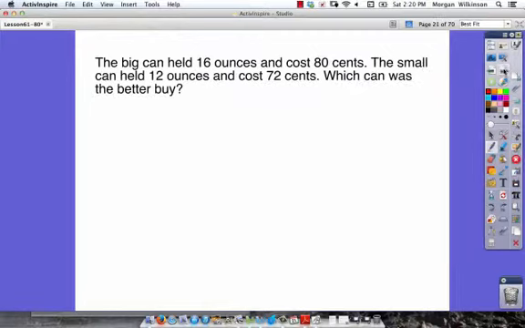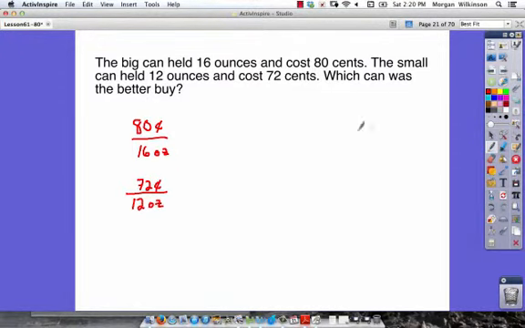The next problem says, the big can held 16 ounces and cost 80 cents. The small can held 12 ounces and cost 72 cents. Which can was a better buy? In order to figure out which can is a better buy, we need which one costs less per 1 ounce. So we're going to need to simplify them. The first one is 80 cents, the big can, per 16 ounces. And the small can is 12 ounces when it costs 72 cents.